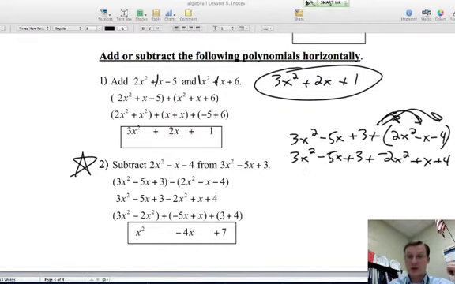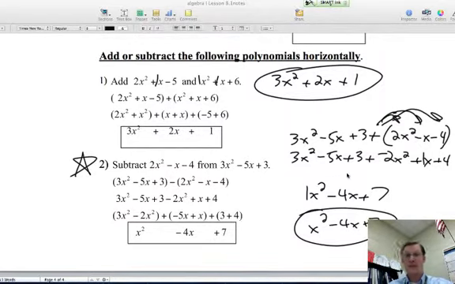And now 3x squared minus 2x squared is 1x squared. Negative 5x plus 1x would be negative 4x, and 3 plus 4 would be 7. And so x squared minus 4x plus 7. And that is how to add and subtract polynomials.